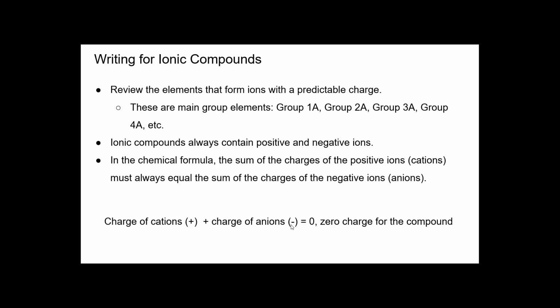Ionic compounds always contain positive and negative ions. That's the attraction that holds them together. In the chemical formula, the sum of the charges of the positive ions, which are cations, must always equal the sum of the charges of the negative ions, which are anions. So basically, when you look at a compound, for instance, sodium chloride, if you add up the charges, the positive and the negative, overall the compound is still 0. They have to cancel out. So that's what this bottom part is.